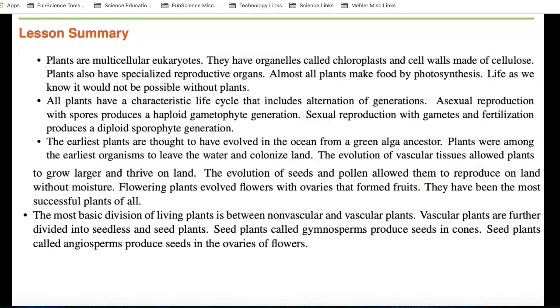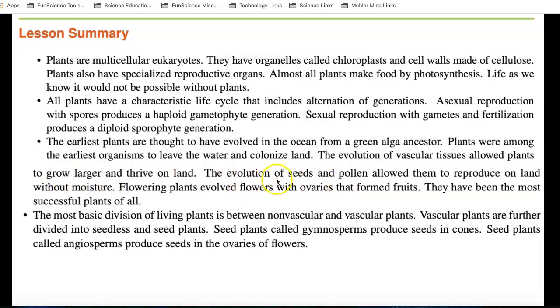So just a quick summary of what we've been talking about in 13.1. Plants are multicellular eukaryotes. They have chloroplasts and cell walls made of cellulose. All plants have a characteristic life cycle, which includes alternation of generations. Remember, one generation asexual, the next sexual, the next asexual, and sexual. That's what they mean by alternate. The earliest plants are thought to have evolved in the ocean from a green algae ancestor. Plants were among the earliest organisms to leave the water and colonize the land. And remember, there was nothing on the land when plants came on. They went to the land and were able to grow and thrive.